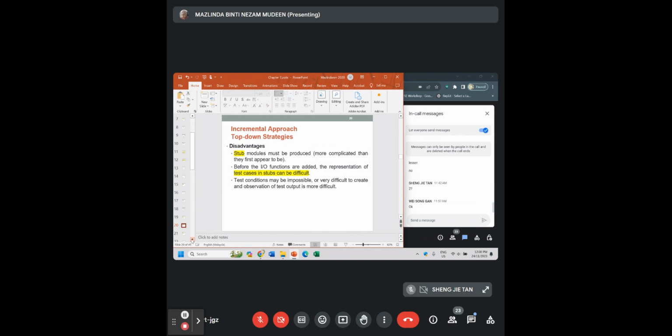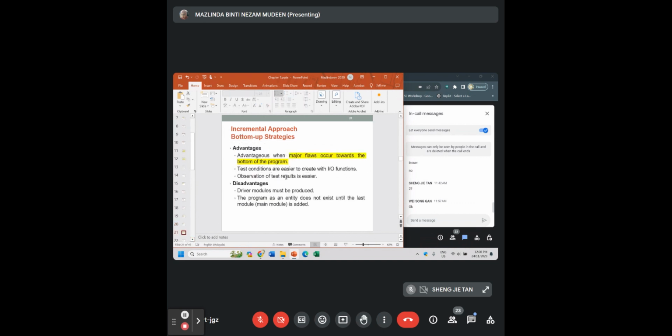Then for the disadvantages of the bottom up, we need to have the driver, so we need to produce the driver if there is any missing code. Until the driver, sorry, the main module is there, the entity of the entire program, the backbone of the entire program, does not exist. So it will be a bit difficult to control the program. So those are the advantages and the disadvantages of both strategies.